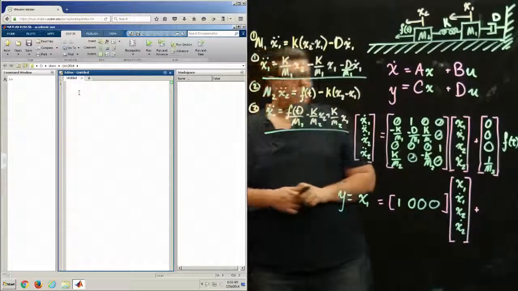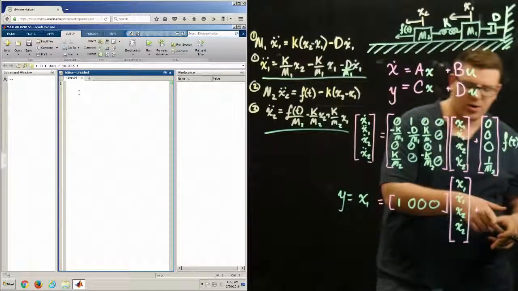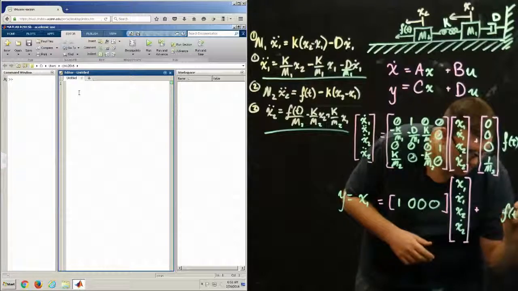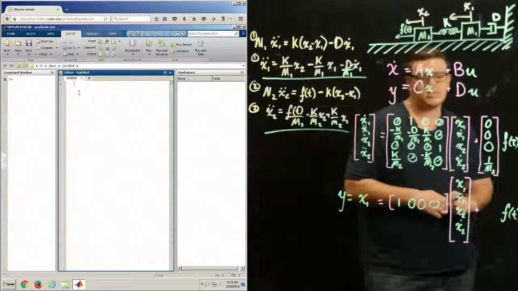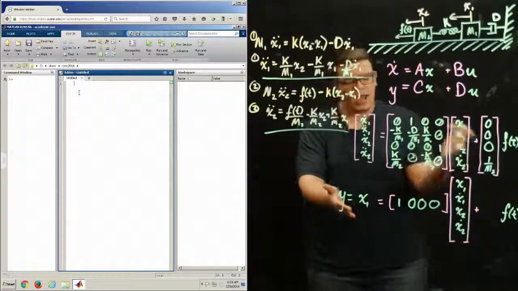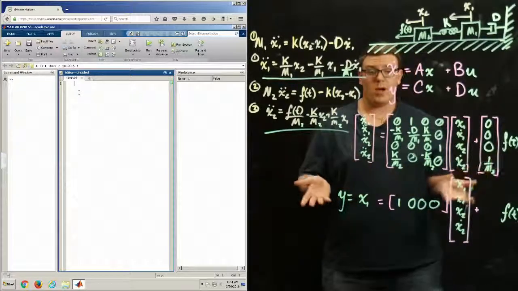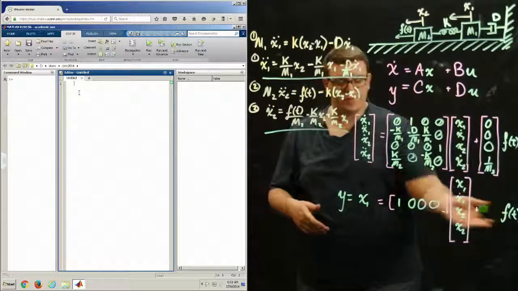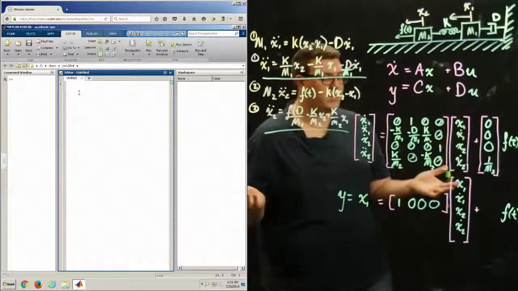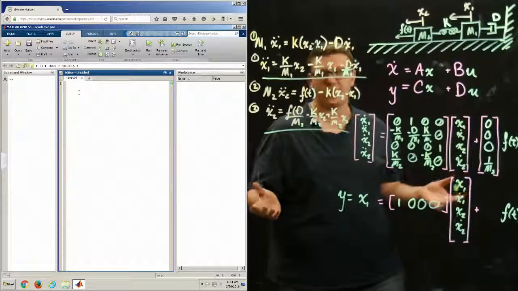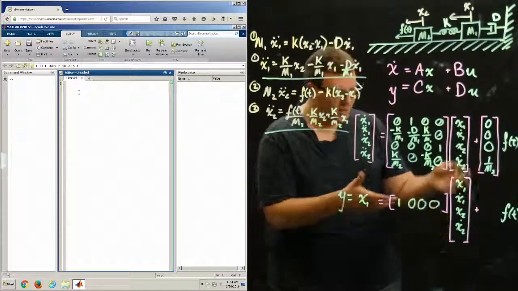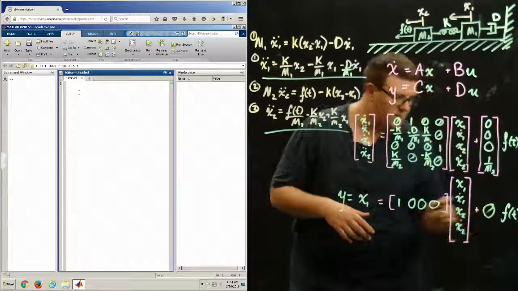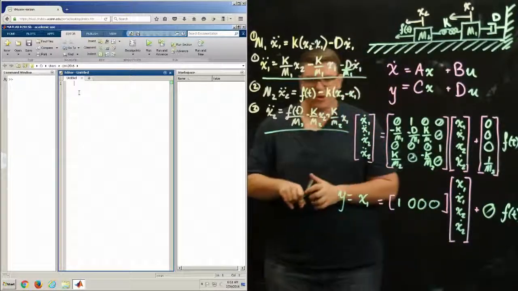So the last thing we have to do is address what our D matrix should be. That's going to be multiplying f of t. Because we have one input and one output, it'll be a 1 by 1, or a scalar. Does f of t affect x1? No, it does not directly affect x1 in our equations here. x1 is explicitly in our state vector, so we don't need anything there. So D in this case is 0. And most of the time it is.